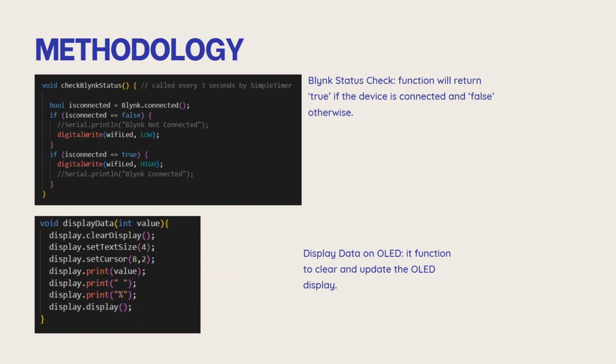And next, for the void check Blynk status, this function will return true if the device is connected and false otherwise. And for the void display data, it functions to clear the content on the OLED screen and update the information with specific text size and cursor positions, and print the values.